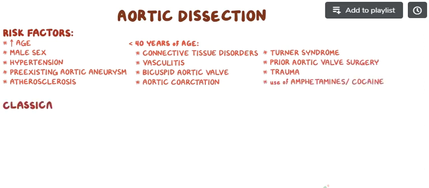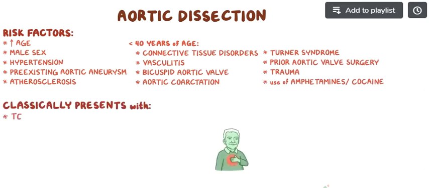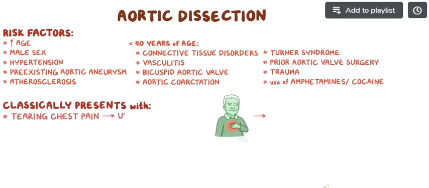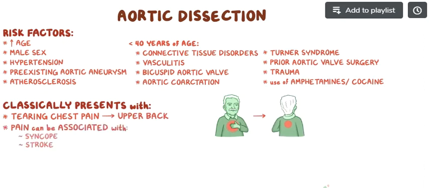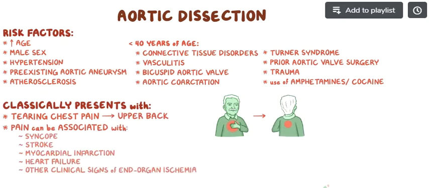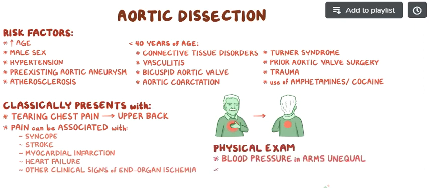Aortic dissection classically presents with sudden onset tearing chest pain that radiates to the upper back between the scapula. Pain can sometimes be associated with syncope, stroke, myocardial infarction, heart failure, or other clinical signs of end organ ischemia. On physical exam, the blood pressure in both arms may be unequal, and an aortic regurgitation murmur may be heard.